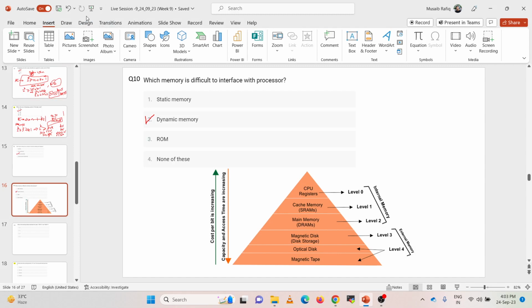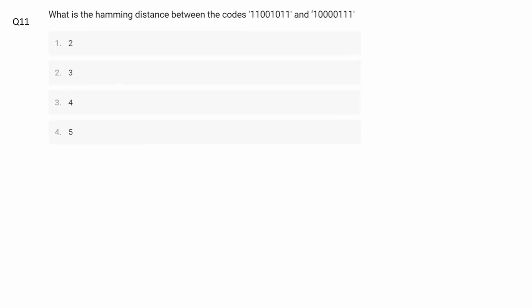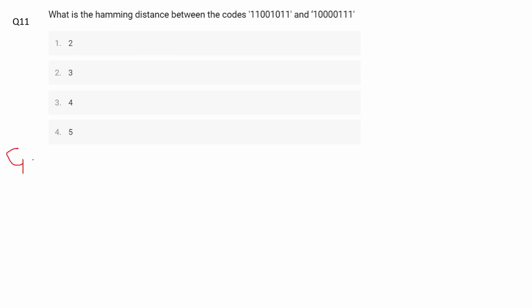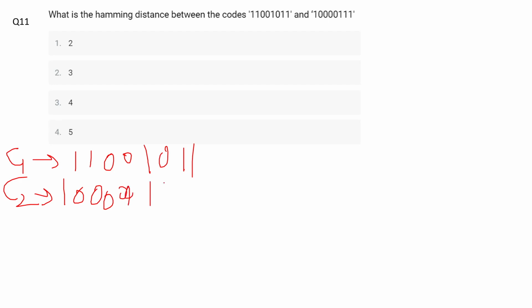So now let's have another question. We need to find out the Hamming distance between the codes 11001011 and 10000111. So we have code 1, that is 11001011, and code 2, 10000111. The Hamming distance is basically C1 XOR C2, and then we count the number of ones in C1 XOR C2.